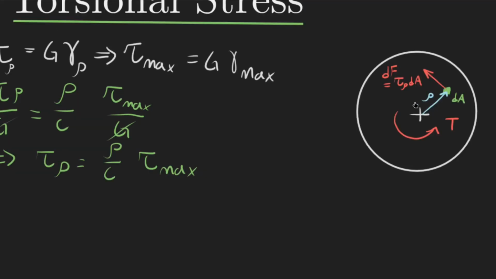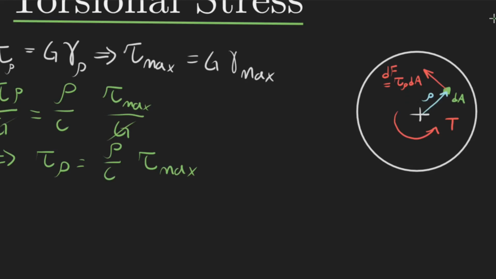Now if we take a look at this cross section on the right, we're going to be able to figure out what our shear stress is going to be. Basically this is a circular slice, where we have some differential slice of area dA at some radius rho, and that's going to have a force dF, which is equal to our shear at that rho times dA. Then if we multiply dF by rho, we get the torque.